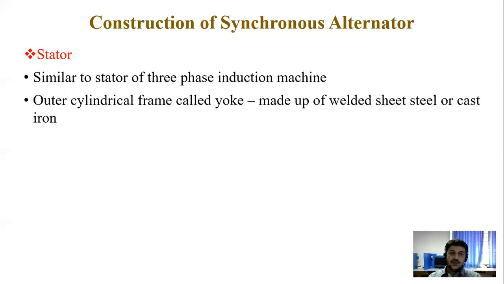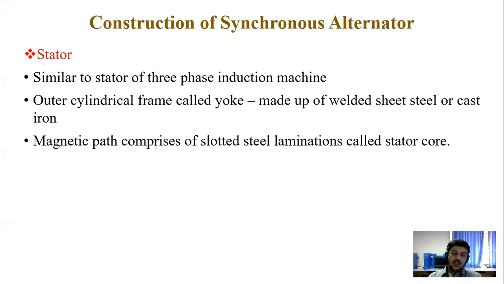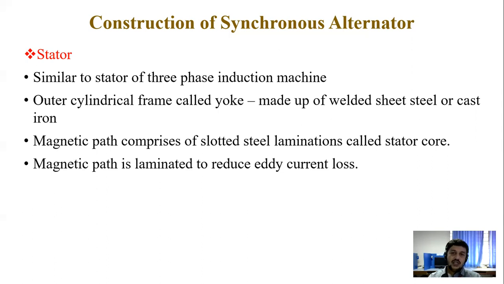Now, the magnetic path inside the yoke structure is generally made up of slotted steel laminations, which is known as the stator core. The stator core provides this magnetic path, and it is always a laminated core made up of steel laminations to reduce the eddy current losses. Okay, to decrease the power loss due to eddy currents, the magnetic path is a laminated structure, which increases the effective resistance of the entire stator core.